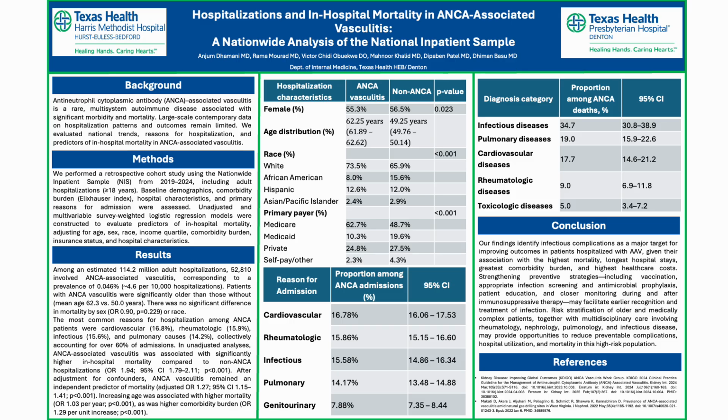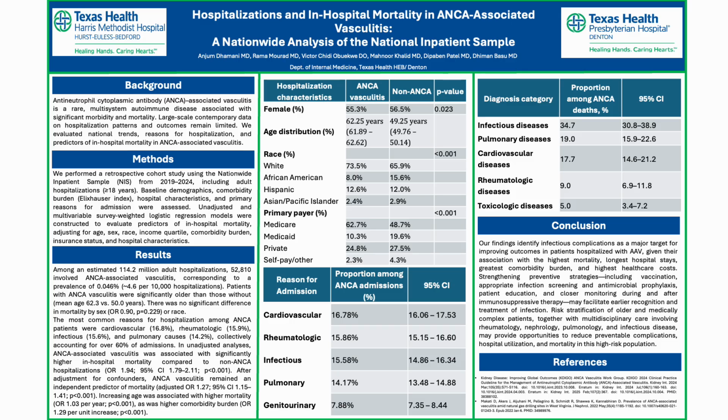To answer these questions, we used the National Inpatient Sample, the largest all-payer inpatient database in the United States. We included adults hospitalized between 2019 and 2022 with the ICD-10 codes for granulomatosis with polyangiitis or microscopic polyangiitis. Our goal was straightforward. We wanted to identify why these patients are being admitted, what predicts poor inpatient outcomes, and where we may have opportunities to intervene.